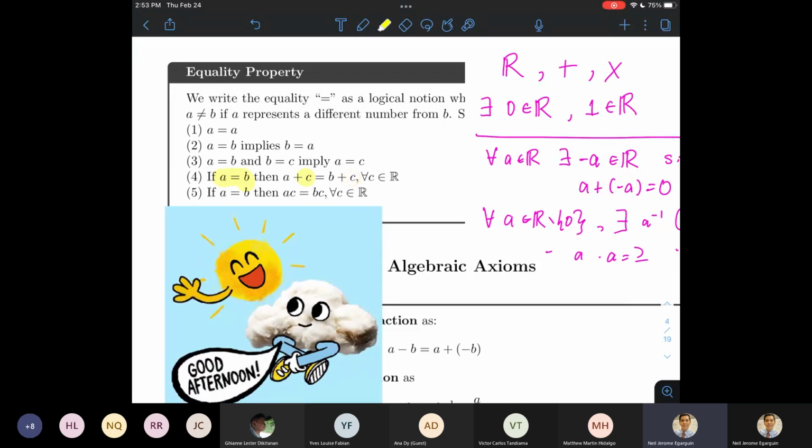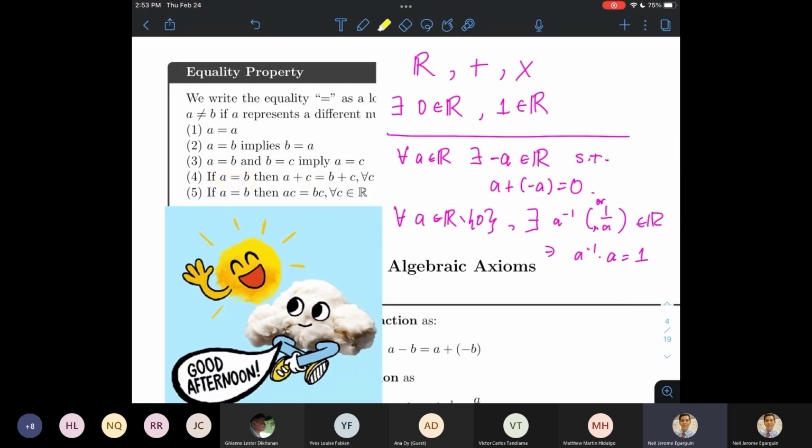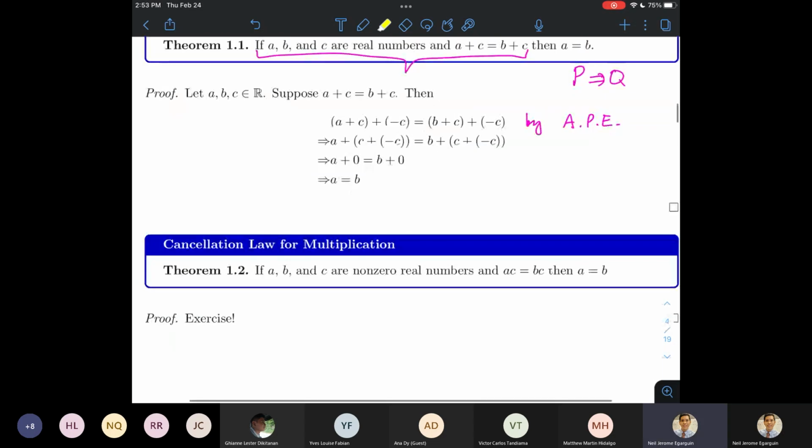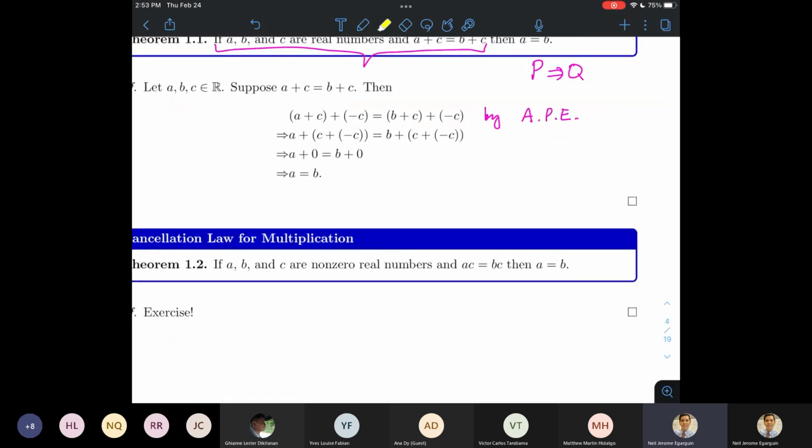But to be faithful to the text of APE, we will add only on the right. If I added on the left, my reason is not just APE. I used APE as stated in the lecture note, plus I used commutativity. All right? Then another thing that the lecture note was careful about is the grouping. Okay?